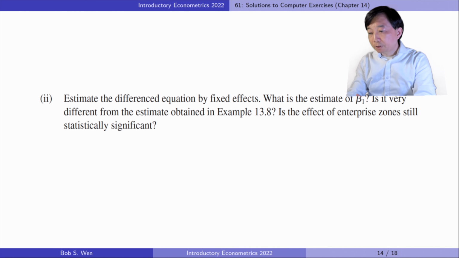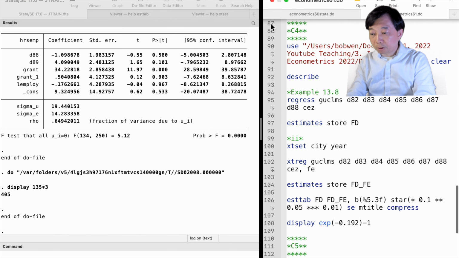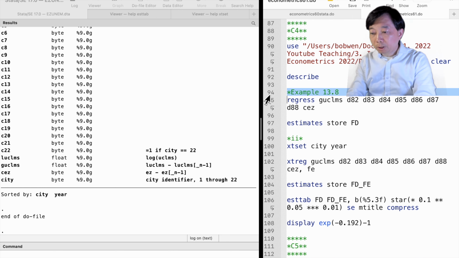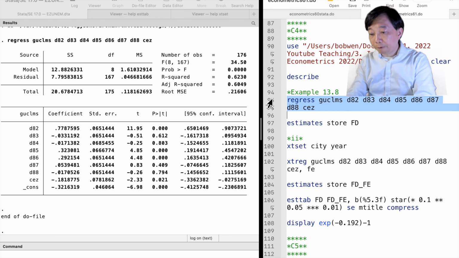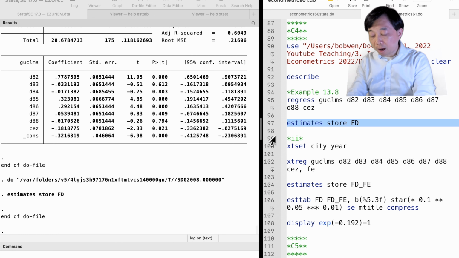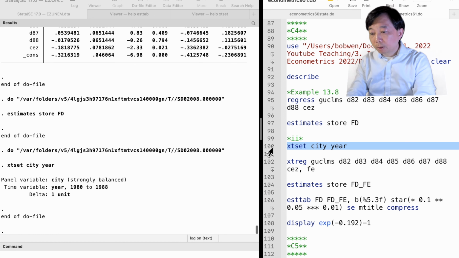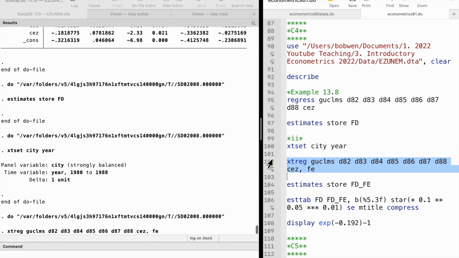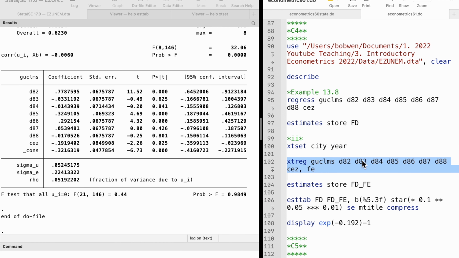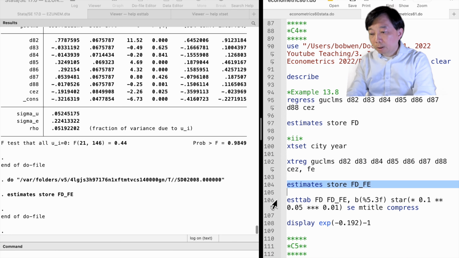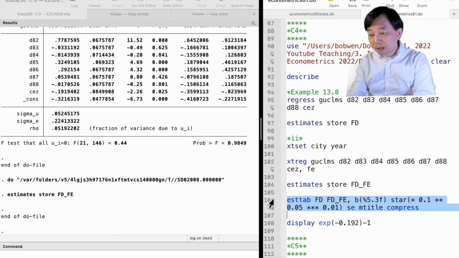We apply the fixed effects method to the first differenced equation. In example 13.8, we include the year dummies to capture the year fixed effects, so we also include the year dummies here in the model. We estimate the first difference equation by OLS in example 13.8, but by fixed effects here. We can store the results and compare them in a table.